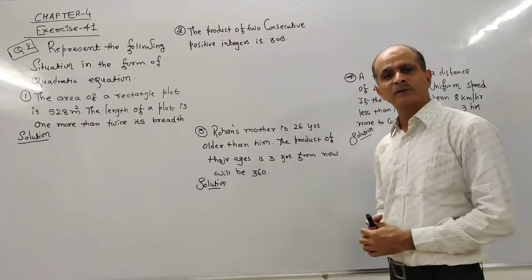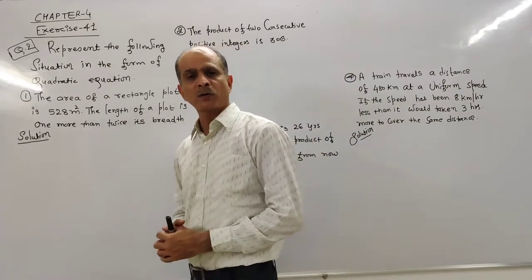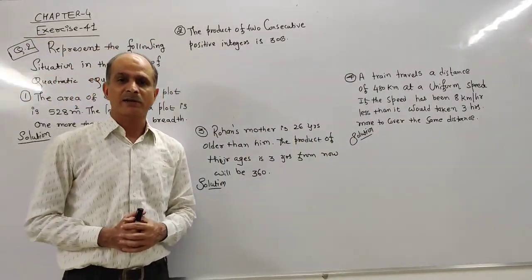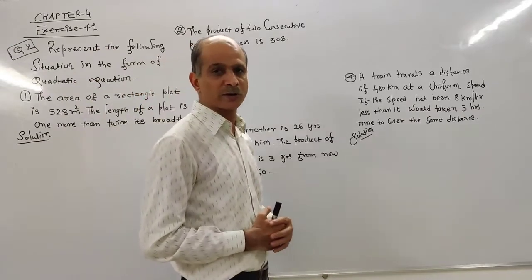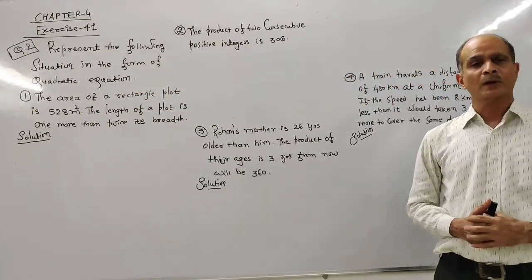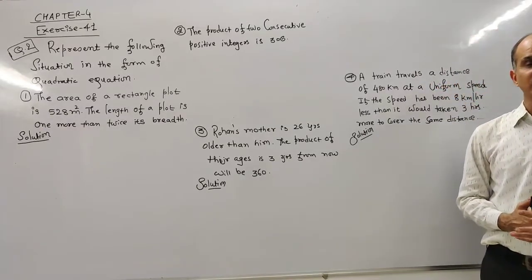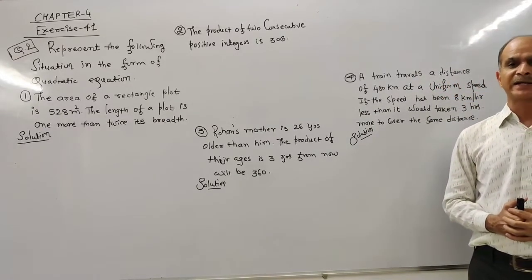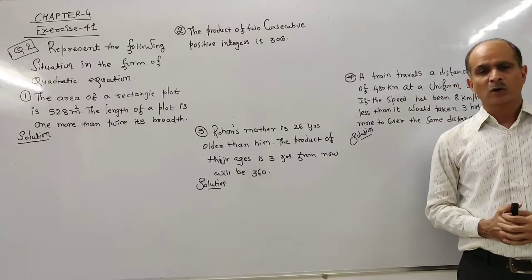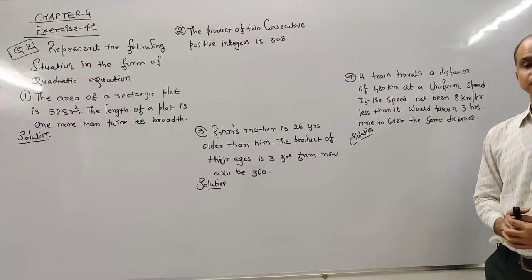Now how to find the solution of a quadratic equation? There are three main methods to find the solution of a quadratic equation. The first one is the factorization, or factor method. The second one is the completing square method. And the third one is the formula method, or you can say the delta method.